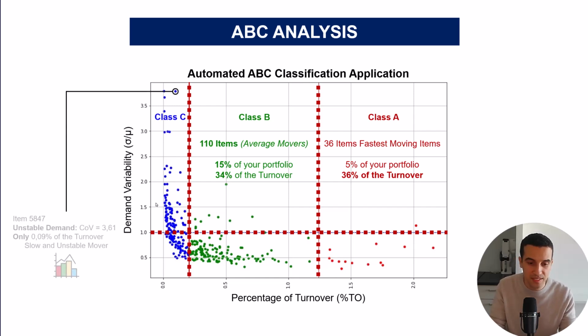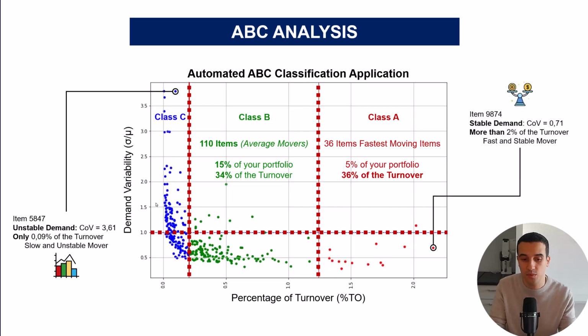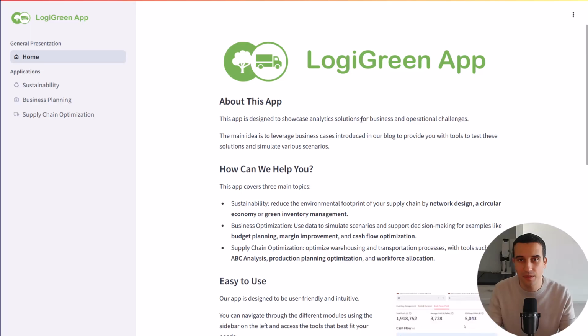You can spot specific cases like this item, for instance, with a very low turnover contribution, but a very high demand variability. Or a better example with this high contributor showing a very stable demand. Okay, so now that we have defined the theory, let's go to the app.